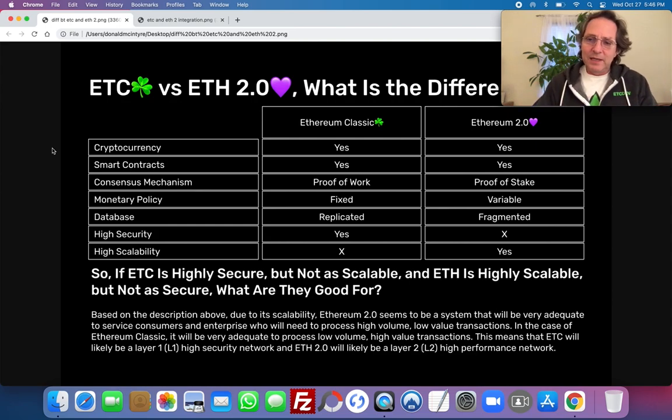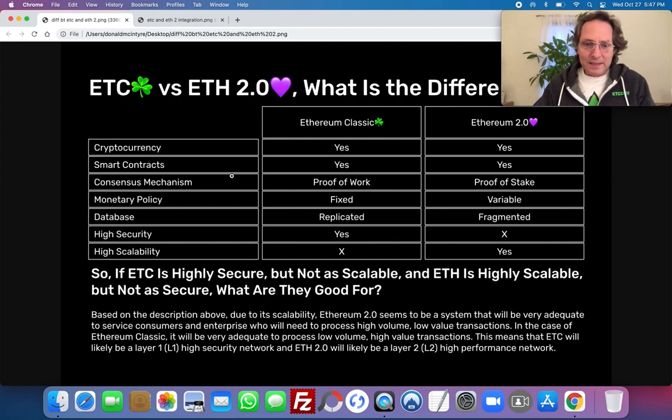What's going to happen is when Ethereum migrates to Ethereum 2.0, then these differences are going to exist between the two chains. Let's see. The first two things they both have, and they're going to keep on having, which is a cryptocurrency. ETC cryptocurrency is ETC, and Ethereum 2.0 is going to continue to be ETH. Both are going to have smart contracts, so in that case they're going to be the same.